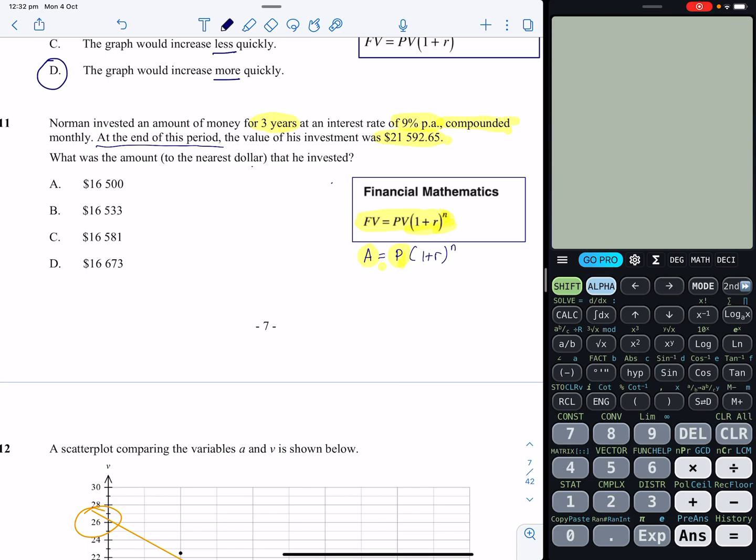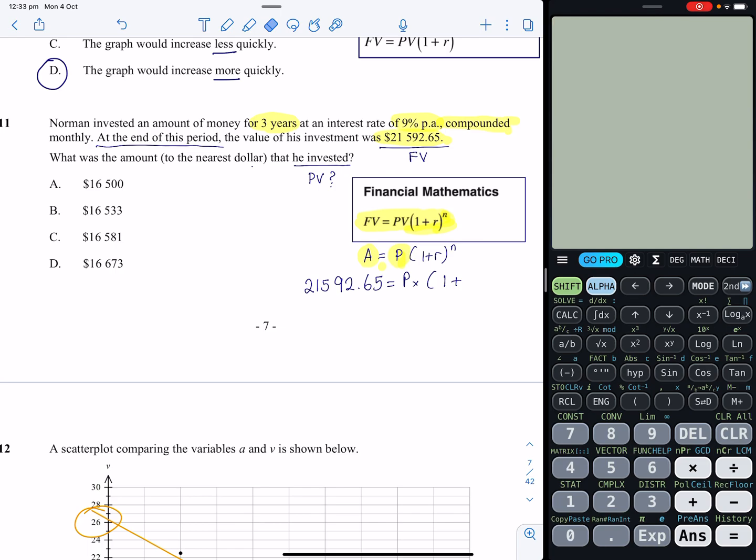So carefully reading that, at the end of this period, this means that this value is your future value, your A value. What was the amount to the nearest dollar that he invested? Could also be borrowed, but in this case, this is an investment question. He invested. We want to know what the present value is, what his principal is. That is our unknown. Let's start entering the information. We know that A, or the future value, is $21,592.65, and that is equal to something we don't know the value of, times 1 plus the rate.